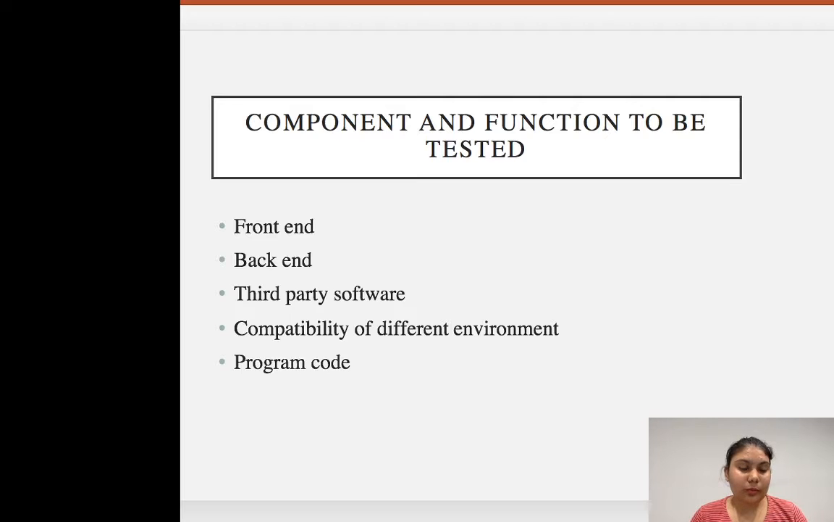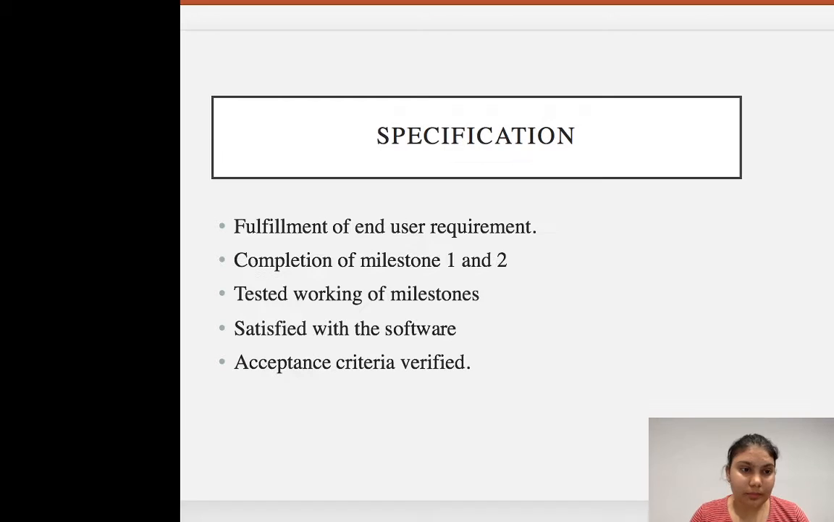We can also use third-party software and make sure of its compatibility with different environments. For example, we have been using Ruby as a database, and we check whether it is compatible with the GitHub server or not. In that case, we are using third-party software and making sure that it is compatible with the environment, and the whole program code is on the front end as well as the back end. So we need to test the main program code as well.